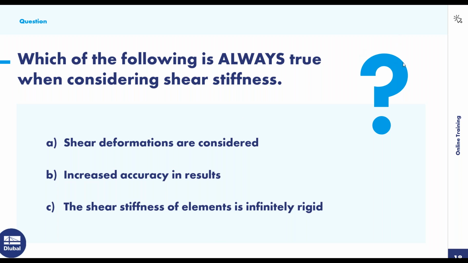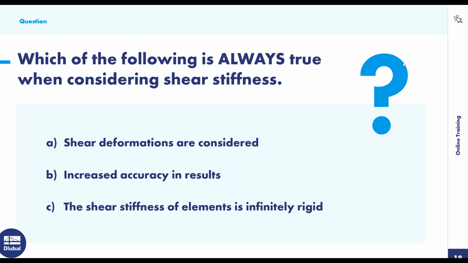All right, so it looks like we have some mixed answers. The question was, which of the following is always true when considering shear stiffness? The first option is shear deformations are considered. The second option is increased accuracy in results. The third option is the shear stiffness of elements is infinitely rigid. This is a little bit of a tricky question, but the correct answer is A. When considering shear stiffness, shear deformations are always considered.